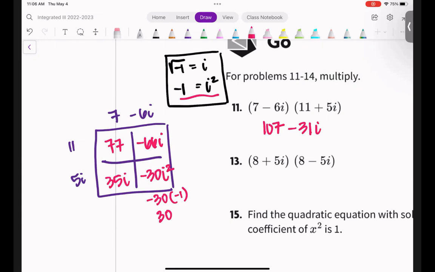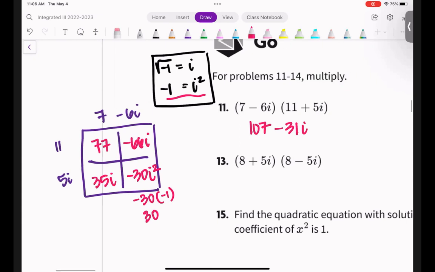Whenever you write complex numbers as an answer, kind of like how you used to do this with fractions, you always have to make sure that it's in its standard form. Standard form looks like this: a plus bi. So here I can say a is 107 and b is negative 31.